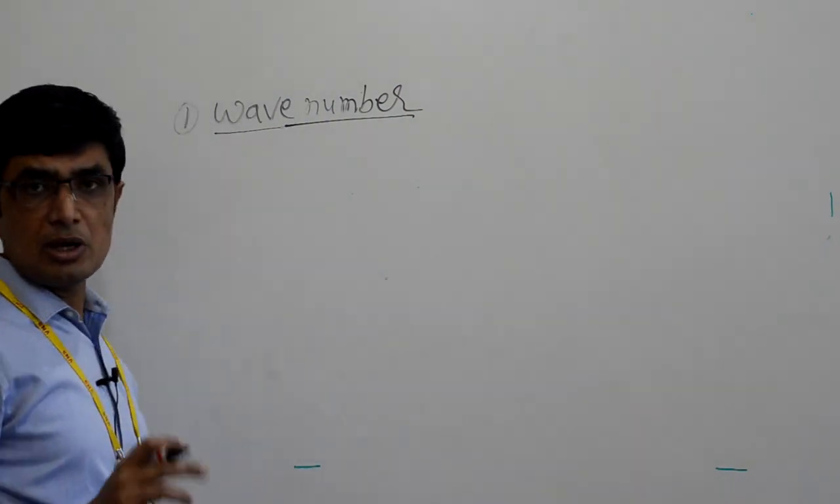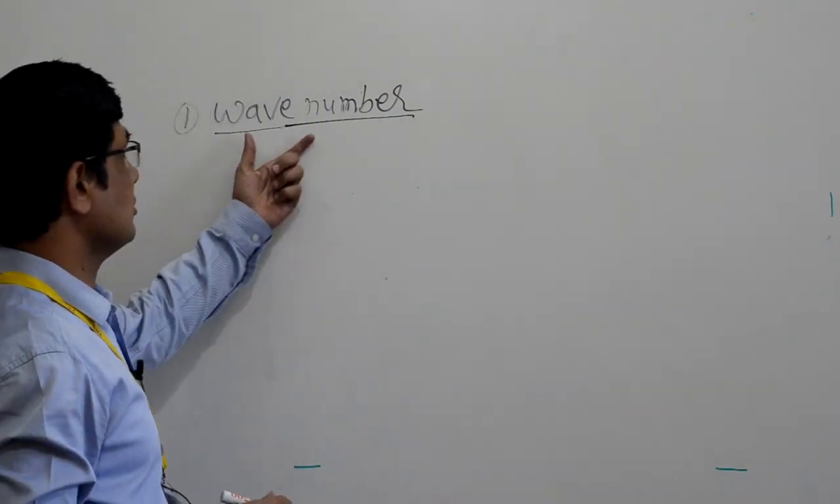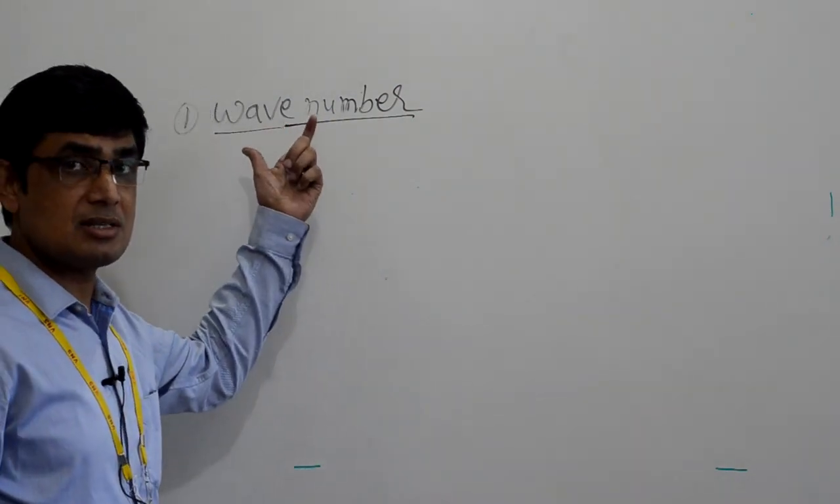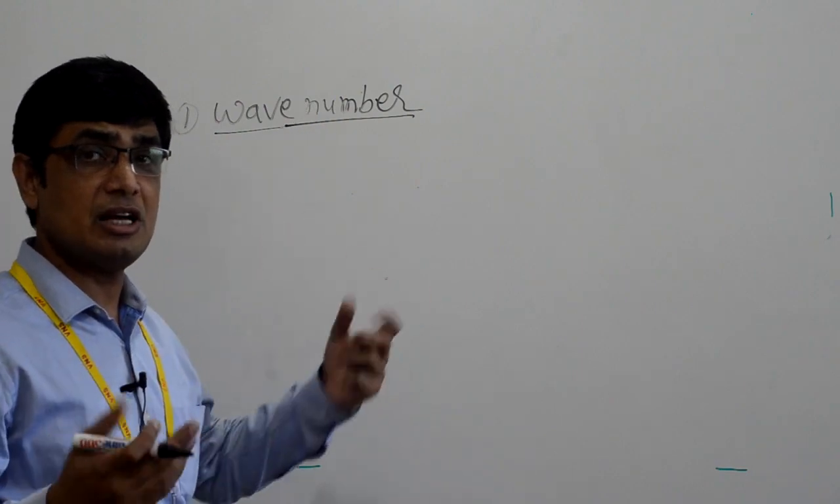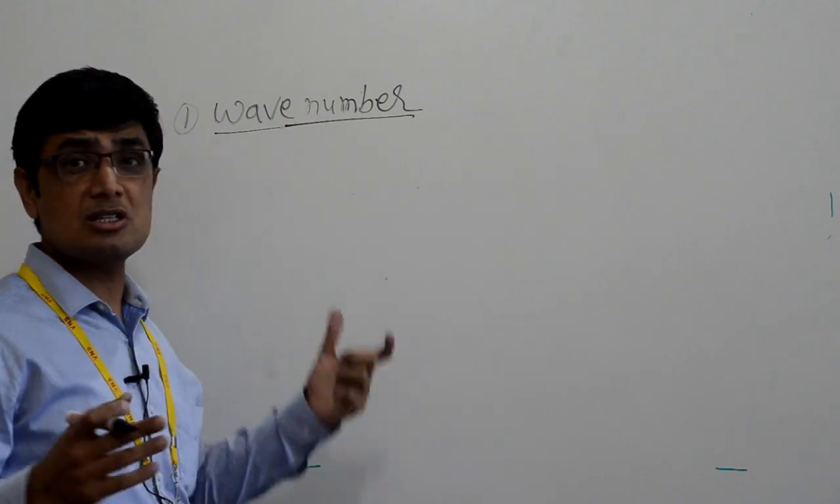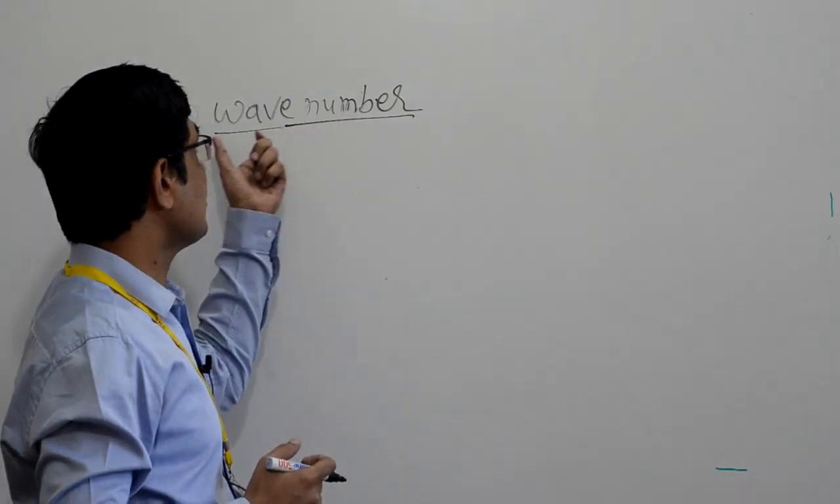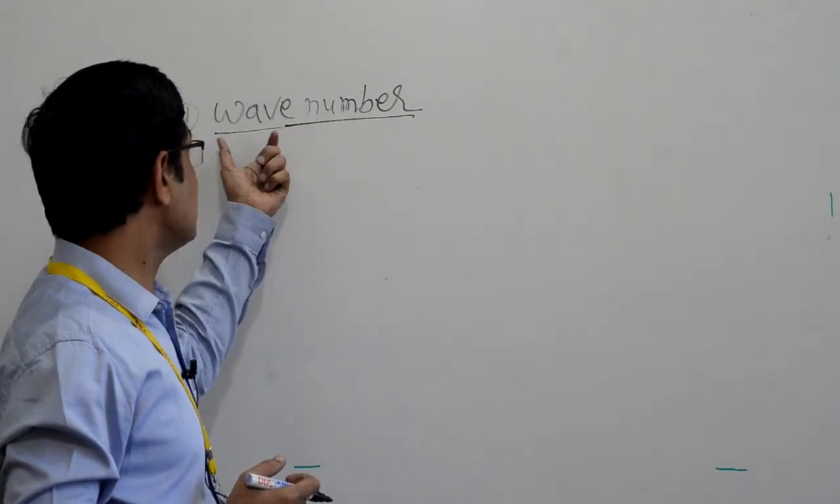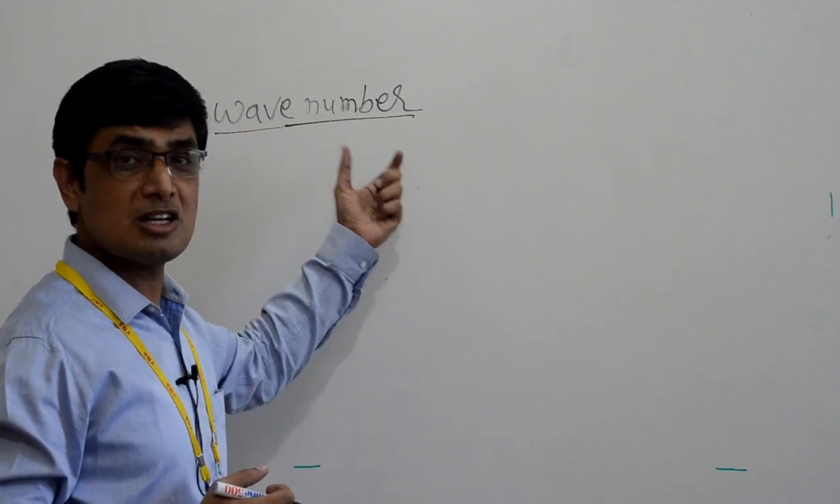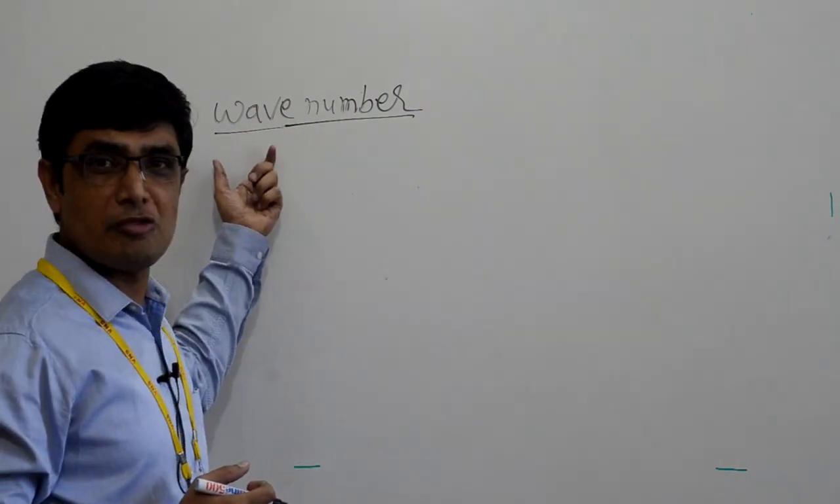Wave number. So what is wave number? We have discussed what is wavelength and what is wave. So now we have to discuss what is the wave number. That number of waves itself is the wave number.